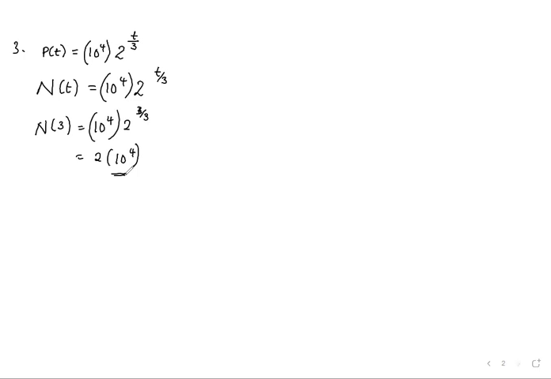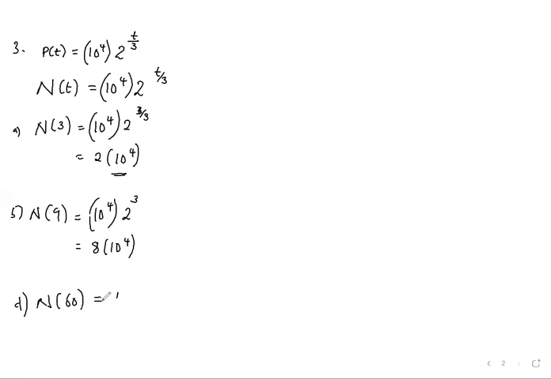Then approximately 9 minutes. This was A, this is B. You now start enjoying the solving once your formula is correct. 2 to the power 3, because 9 by 3 is 3. So this is 8 times 10 to the power 4. Then 27 minutes, and 1 hour. 1 hour, we know it is 60 minutes. So we are doing all the calculations in minutes, so you don't make that mistake. So 60 by 3, you get 20.